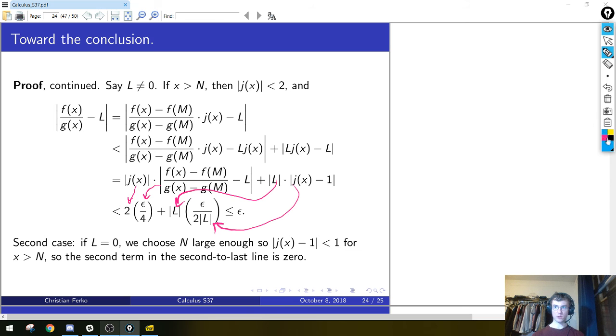But then lo and behold, the magic happens. Everything was cooked up carefully so that the L's cancel. This is an epsilon over 2, and we get epsilon over 2 plus epsilon over 2, so this thing is, of course, less than or equal to epsilon. So with all that magic, putting together the different pieces and summing, we have proven, in the case when L is non-zero, that the thing we want is within distance epsilon of L.